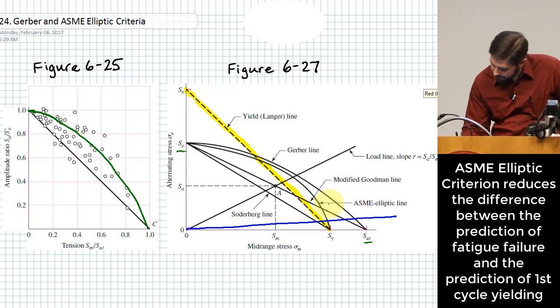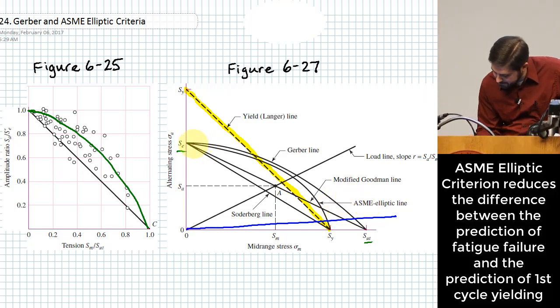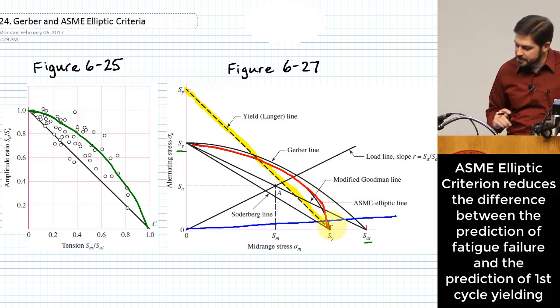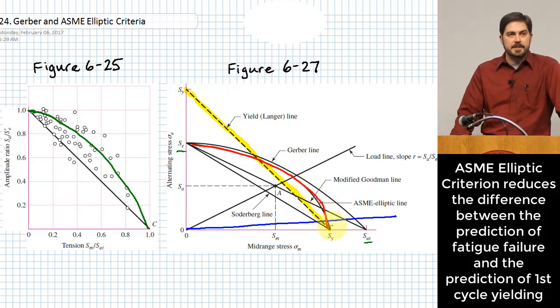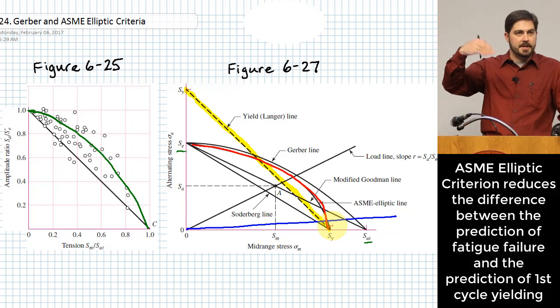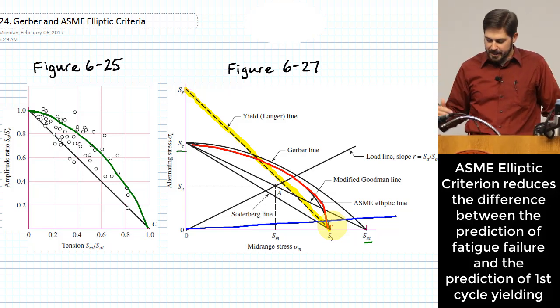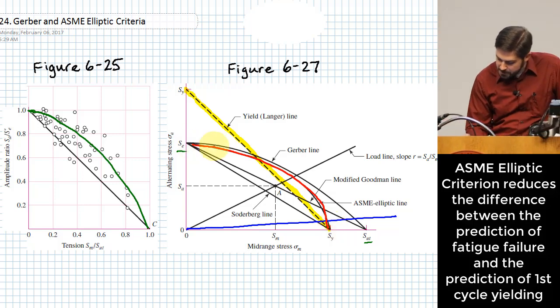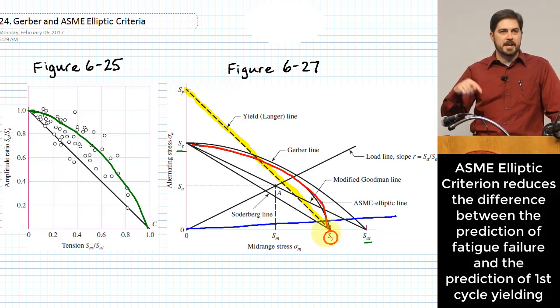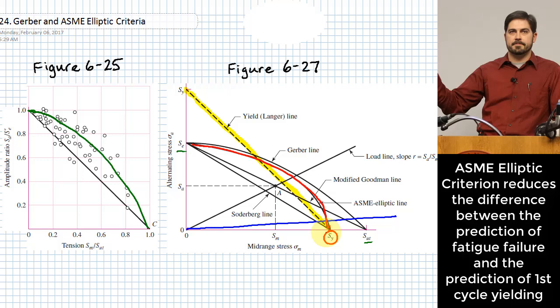And you see this other curve on here. It's labeled ASME Elliptic. It's this one that comes down like this. Okay, and what it is, it's an ellipse that is fit to the data instead of the Gerber line, which is a parabola. It's an ellipse that gets fit to the experimental data, and it's set up so that it dies into the yielding strength instead of into the ultimate strength.